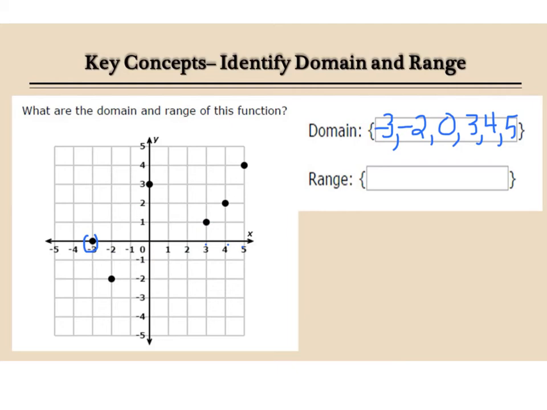Now I'm going to look on the y-axis, the same dots. Only I'm going to start up here. I've got one there at 4, one at 3, one at 2, 1, 0, and -2. So I'm just going to list them in that order. So I have 4, 3, 2, 1, 0, and -2. So that is my domain and my range. Make sure you don't miss any dots.